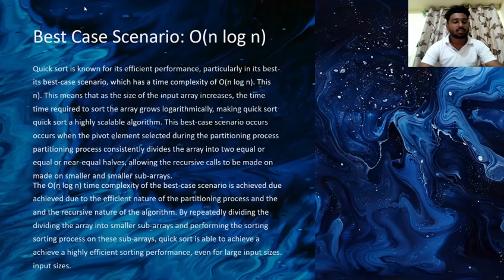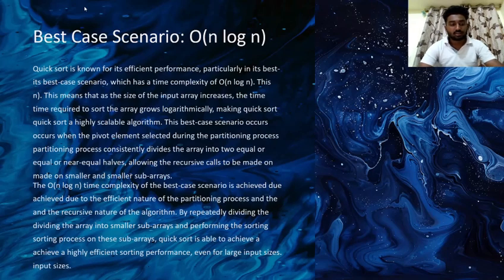Best case scenario. Quicksort is known for its efficient performance, particularly in its best case scenario, which has a time complexity of O(n log n). This means that as the size of the input array increases, the time required to sort the array grows logarithmically, making quicksort a highly scalable algorithm.